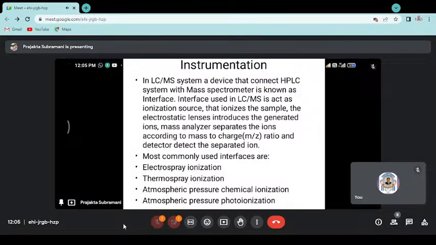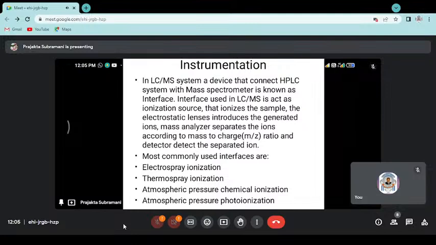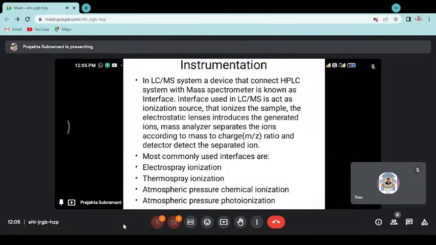In the LCMS system, a device that connects the HPLC system with the mass spectrometer is known as the interface. Means these two techniques are interfaced, or connected, by a system known as the interface. The interface used in LCMS acts as an ionization source that ionizes the sample. The electrostatic lenses introduce the generated ions. The mass analyzer separates the ions according to mass to charge ratio.